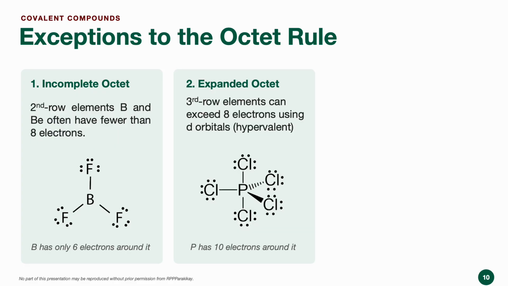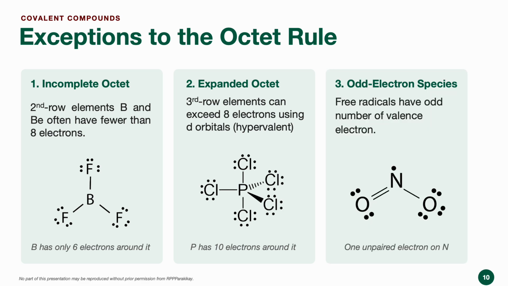Next, we have expanded octets. Elements from period 3 of the periodic table onward have empty low-lying d orbitals, which lets them accommodate more than 8 electrons. So for example, in phosphorus pentachloride, PCl5, we have 10 electrons around the central phosphorus atom.